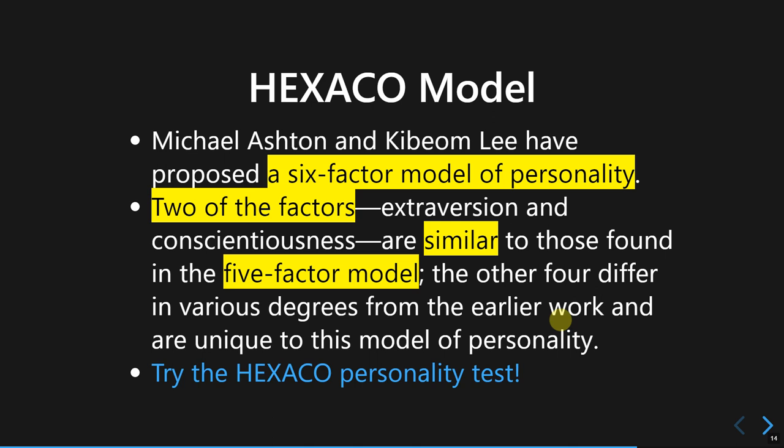So the research in HEXACO model is significantly less than the five factor, even though this model is also popular. It's less popular than the five-factor model because a five-factor model offers a more simple, straightforward explanation to human behavior, and HEXACO model offers more factors. But sometimes research psychologists find it too comprehensive and too complex to apply to their research.